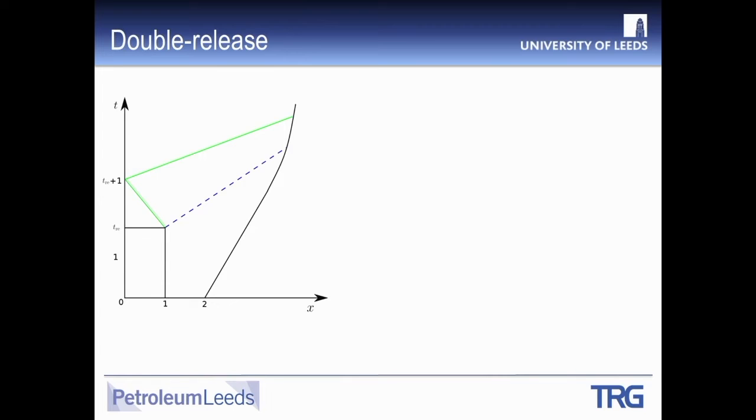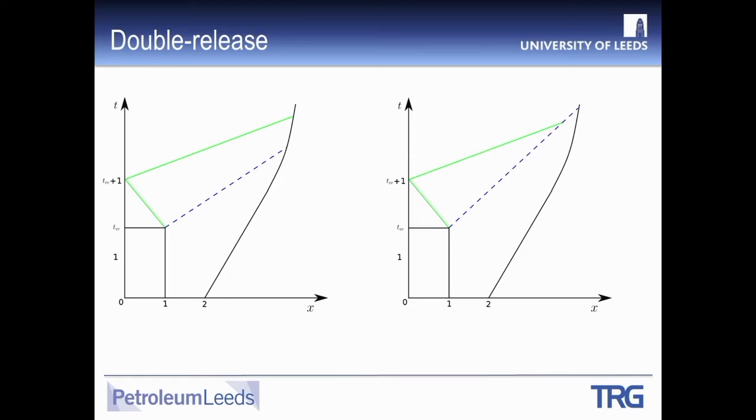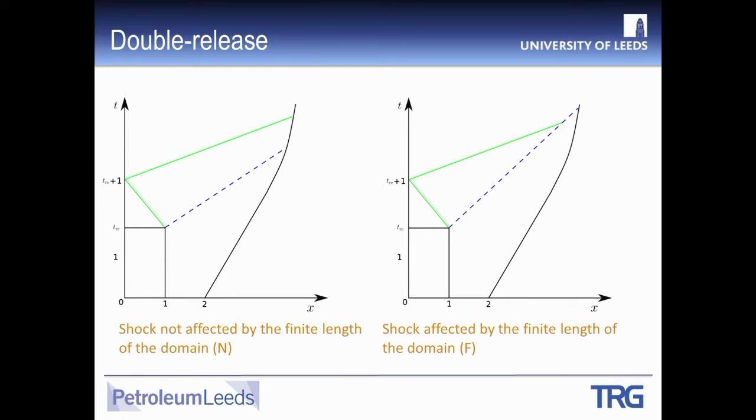So again, when we release the second lockbox, we're going to get another backwards travelling disturbance. We're going to colour this green. And we're going to get a shock as well because there's a discontinuity in the depth. I'm going to colour this as the blue dotted line. And there's really simply two cases we can consider here. One which is like this, and one where this reflection reaches the shock before the shock reaches the head. I'm going to distinguish these two cases by N for not affected by the finite length of the domain and F for affected.